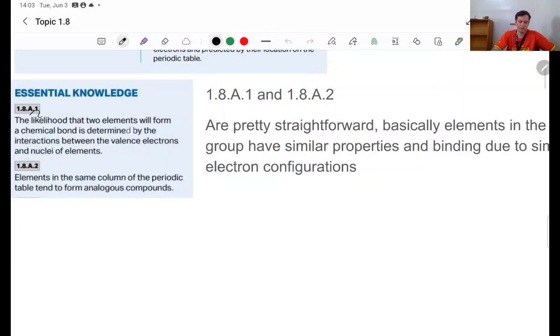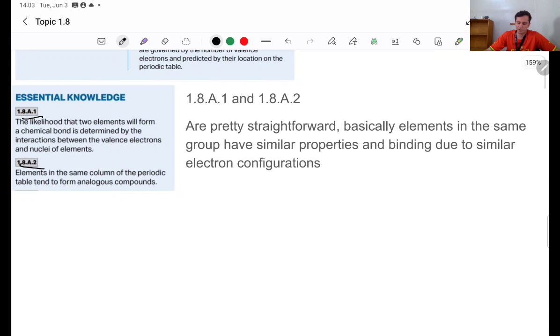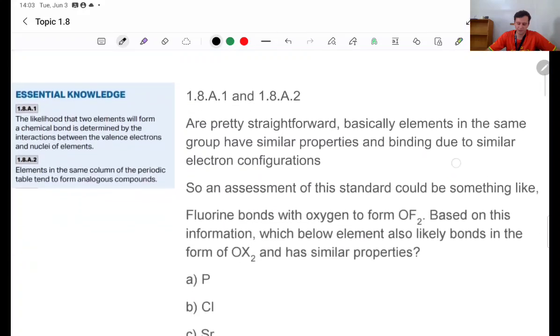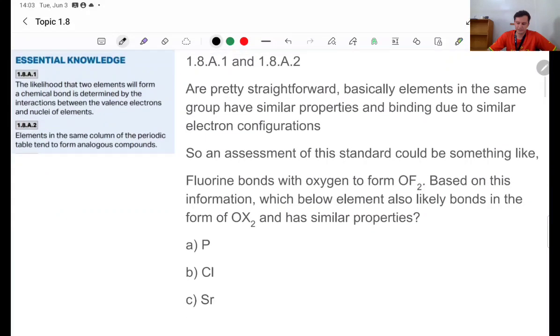1.8.A1 and 1.8.A2 are pretty straightforward. Basically, elements in the same group have similar properties in bonding due to similar electron configurations. So, for example, an assessment of the standard could be something like this. Fluorine bonds with oxygen to form OF2. Based on this information, which below element also likely bonds in the form of OX2 and has similar properties?